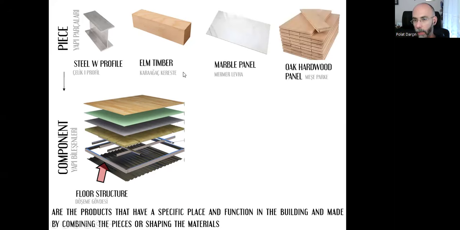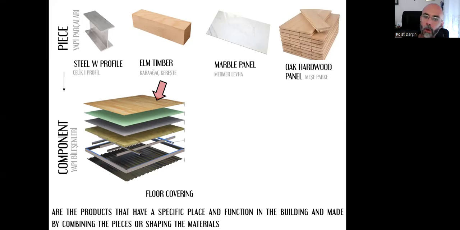Instead of these profiles, if we change the material and the shape, the pieces, this time let's have lots of marble panels or oak hardwood panels, not one, but many, and place them next to each other, one after another, to cover the upper surface of this floor structure. Then we will have another component, which we call floor covering, döşeme kaplaması, a different component than the floor structure, that middle part.